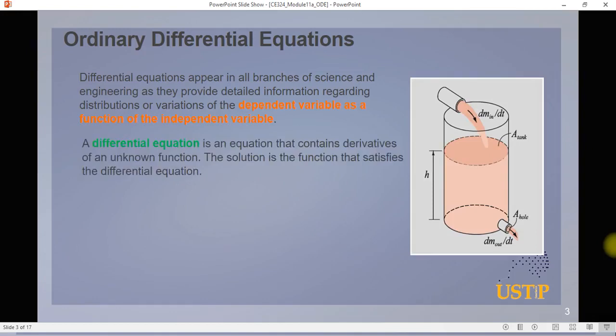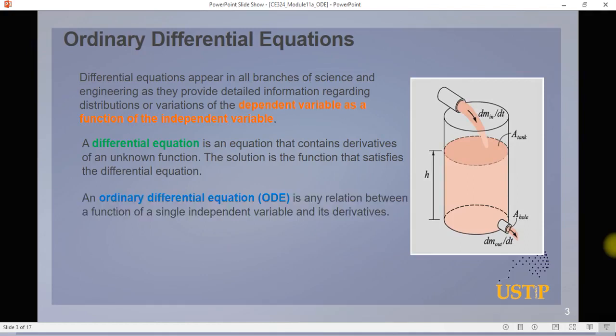independent variable. So a differential equation is an equation that contains derivatives of an unknown function. The solution is the function that satisfies the differential equation. So just like what we do in differential equations, di ba, ginasolve man nato kung say value jud sa f of x or value sa y, di ba? In terms of x. Mao ba na ang final answer nato niya, di ba? Y is equal to a function of x, no? Plus c infinite, no? Mao ba na siya ang differential equations, ginasolve nato sa differential equations.